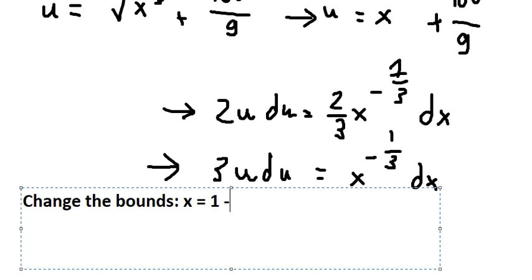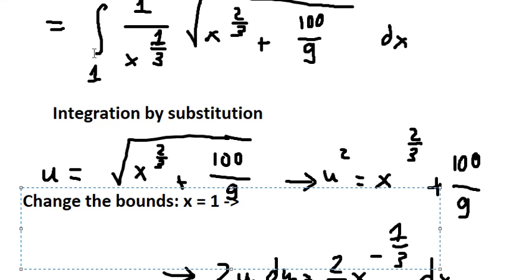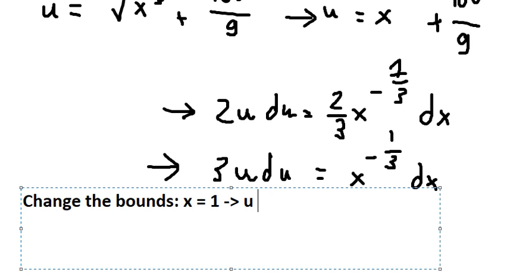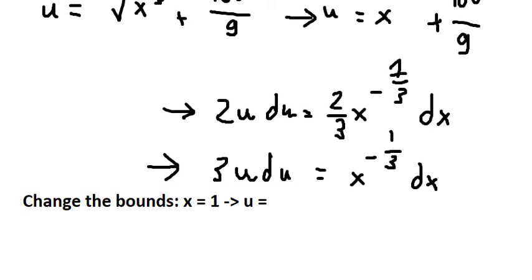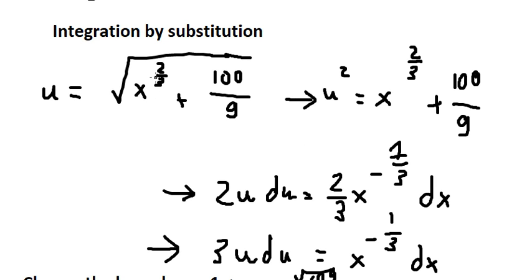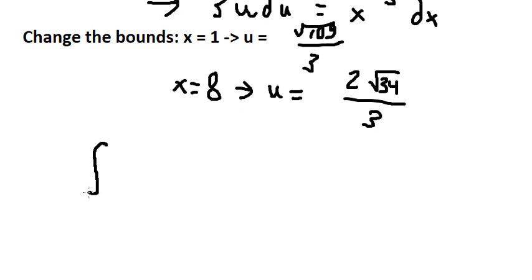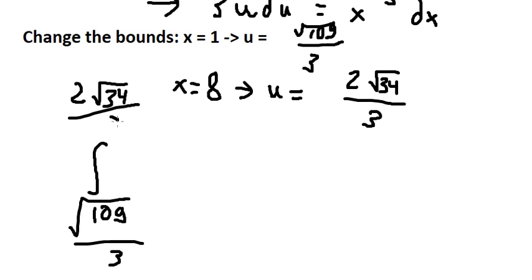When s equals 1, we put 1 in here, from these bounds in here. So we have u equals the square root of 109 over 3. When s equals 8, we put 8 in here, and we have u equals 2 times the square root of 34 over 3. So we have the new bounds from the square root of 109 over 3 to 2 times the square root of 34 over 3.